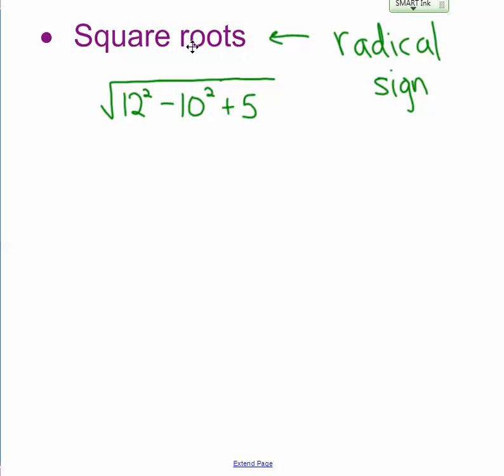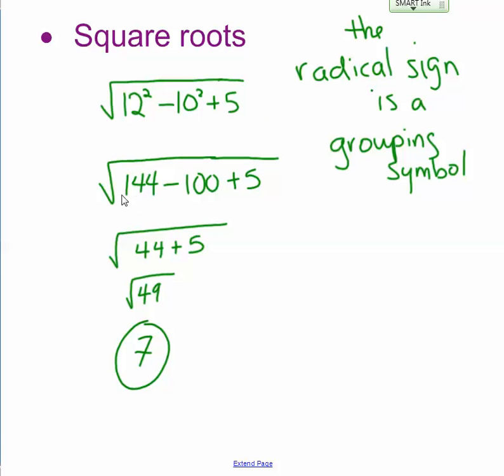Another grouping symbol is the radical sign. The radical sign is simply this symbol that says find the square root. So the radical sign is a grouping symbol. Think of it as a big set of brackets. So it says to do everything underneath the radical first, and then you take the square root of that answer.